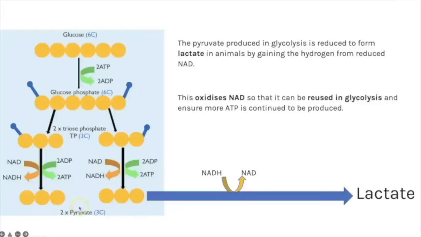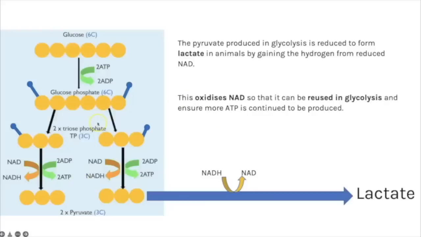But instead of the pyruvate being transported into the mitochondrial matrix for the link reaction, it remains in the cytoplasm, and the pyruvate is reduced to form lactate. We know it's reduced because the reduced coenzymes that were just produced in glycolysis are immediately reoxidized to NAD, and that is because the pyruvate gained the hydrogen. Now that is important because that NAD can then be reused in glycolysis so that glycolysis can continue to occur.